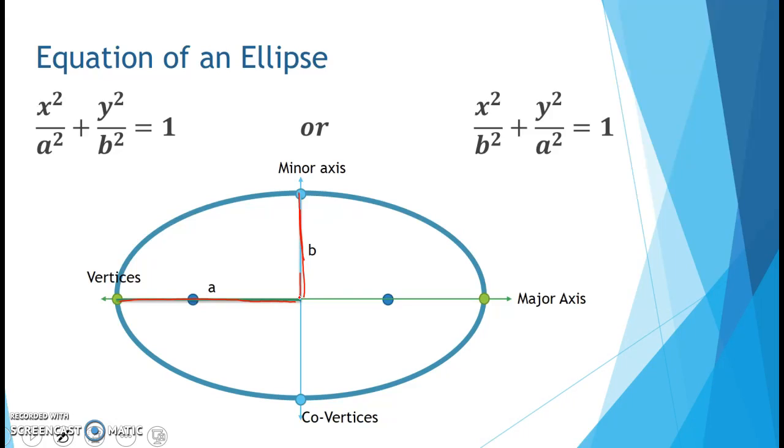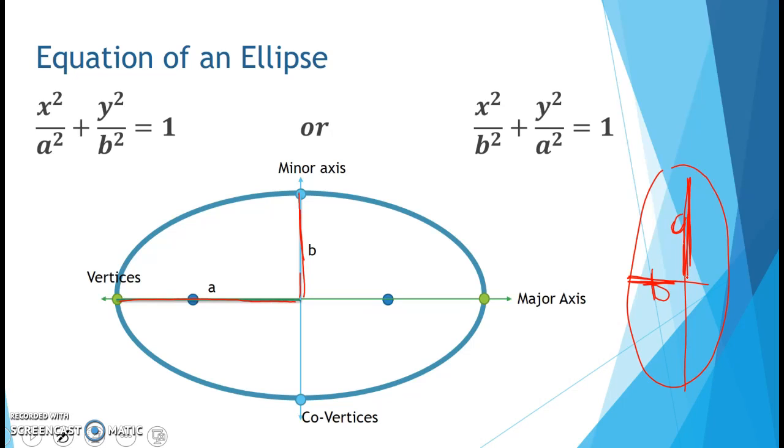And then if it's switched around, if it's the taller and skinnier ellipse, then this would be the A value here, and this would be the B value, and it would be x squared over b squared, and then y squared over this distance, which is the A squared, equals 1.